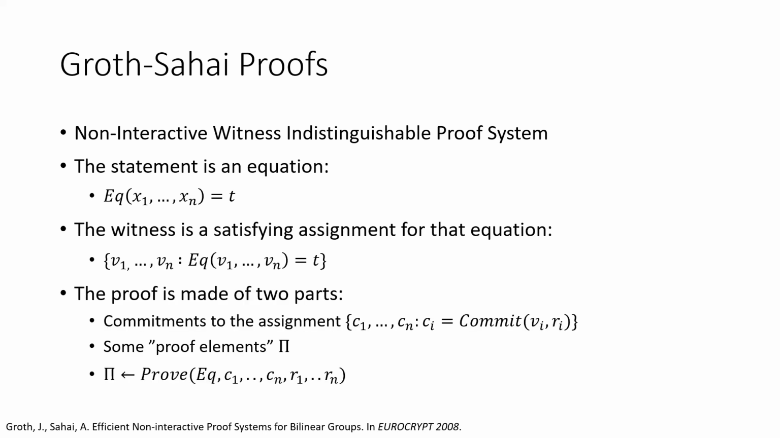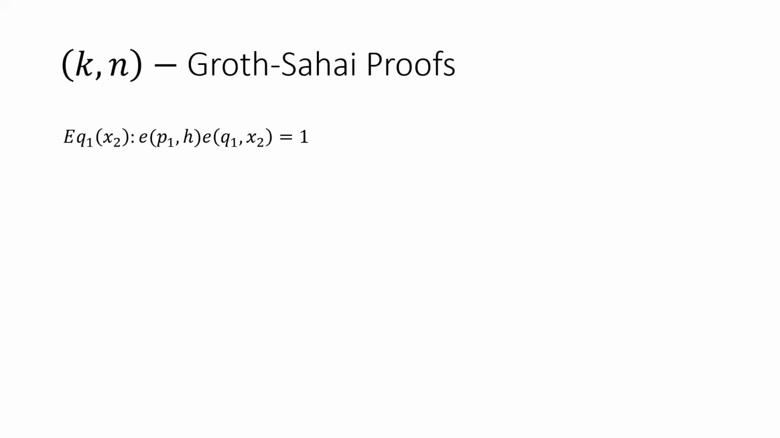And the proof is made of 2 parts. First, you have to commit to all the assignments, and then after the prover has committed to all these assignments, he will run a proof algorithm that on input the equation, the commitments, and the commitment randomnesses will output some proof elements, and the proof is made of the proof elements, pi, and commitments. So now I first show how to get k out of n Groth-Sahai proofs.